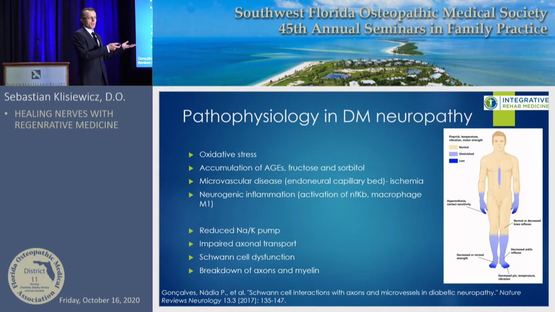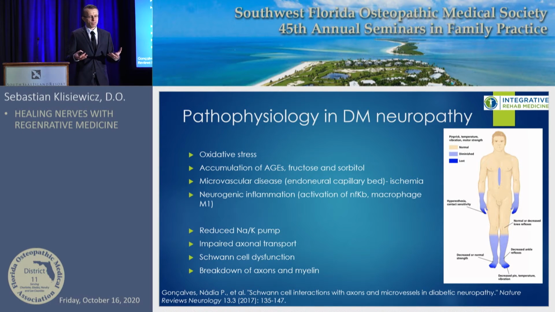So, diabetes is one of the most common neuropathic conditions that we see and we treat. And probably all of you are seeing patients with diabetic neuropathy. And what's going on with diabetic neuropathy? There's very often an oxidative stress. There's accumulation of oxidants, fructose and sorbitol. They are all toxic to the nerves. There's very significant microvascular disease where we see the capillaries not functioning properly. And the amount of microvascular disease is correlated to how bad the neuropathy is.